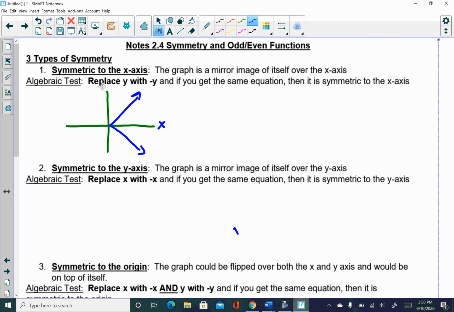Remember, this is your x-axis. Here's your y. Okay, the algebraic test to determine if a function is symmetric to the x-axis, you replace y with negative y. So it's kind of opposite of what you would think. If you're testing for symmetry to the x-axis, you replace y with negative y. And if you get the same equation, then it's symmetric to that axis, the x-axis.